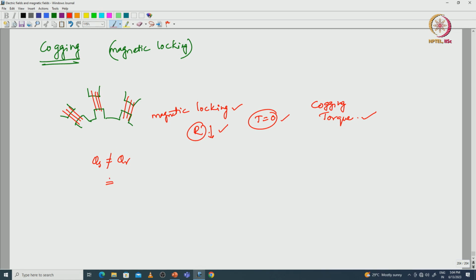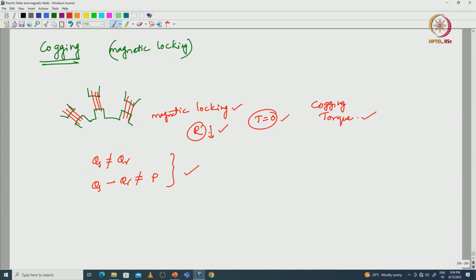And it should not be equal to P also. The difference between the two should not be equal to P also. This is the condition to avoid the cogging.